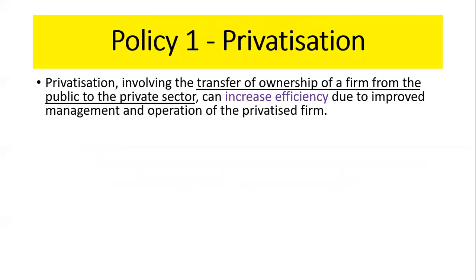So policy 1, privatisation. Privatisation involves the transfer of ownership of a firm from the public to the private sector. This can increase efficiency due to improved management and operation of the privatised firm. So this is an example of where the government for years has publicly funded a public organisation. That organisation has been funded by the taxpayer. We pay our taxes, the government take those taxes and they run that industry or that company.